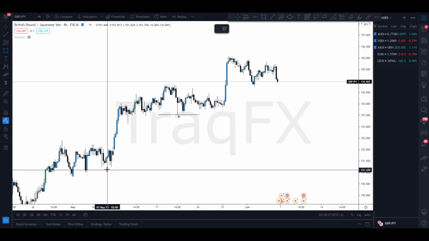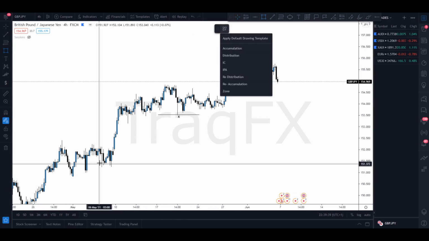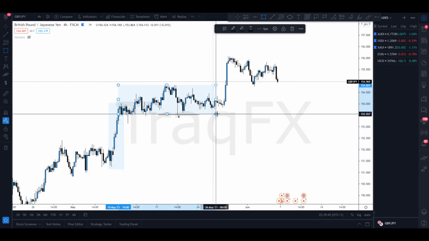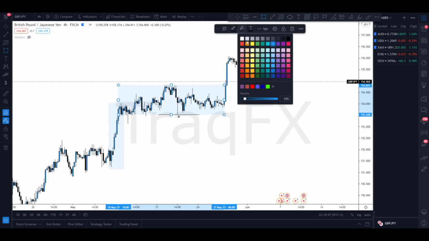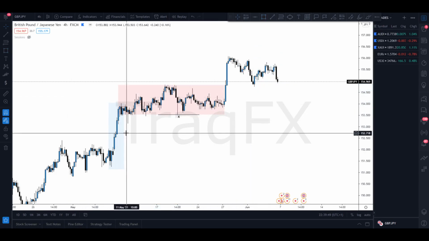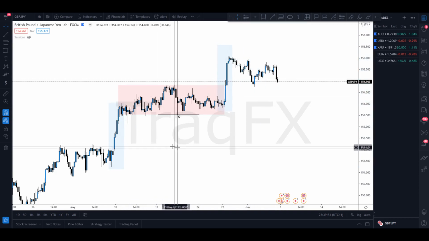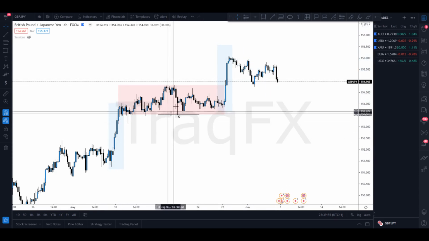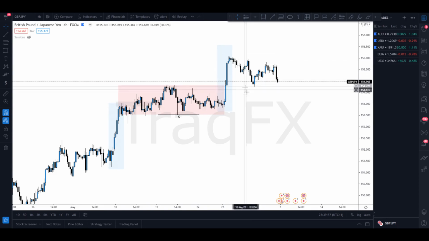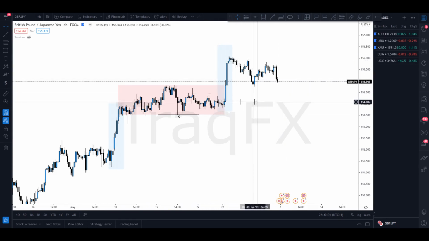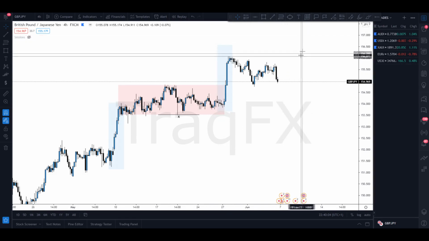So if we use my strategy of using the expansion and then the retracement, make this blue, make this red for manipulation, because we know that's manipulation, and then once again let's make this blue, boom. So we have our two expansions. This is the first expansion, this is the manipulation, this is the second expansion. Now like I said, we're looking to catch that retracement into the start of that expansion and then buy, right?